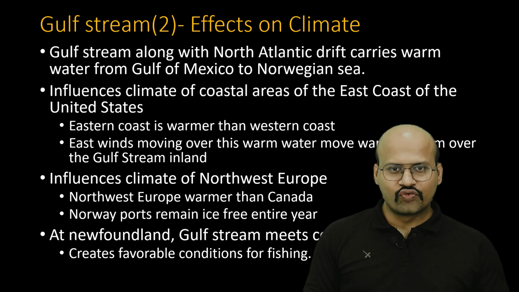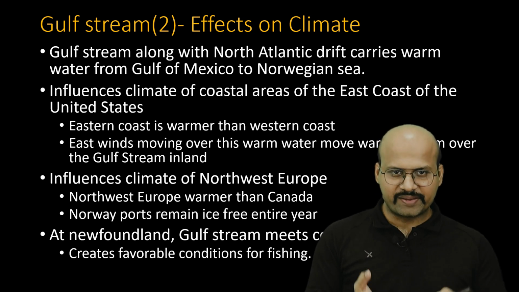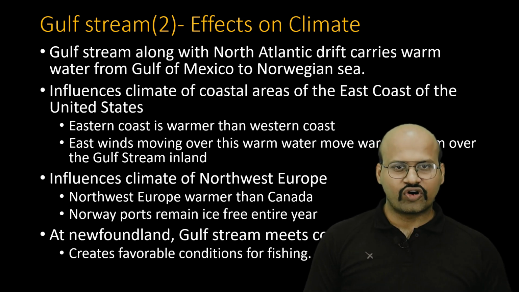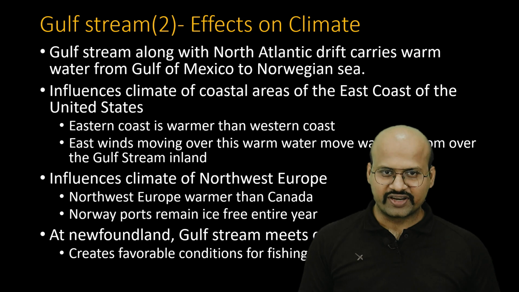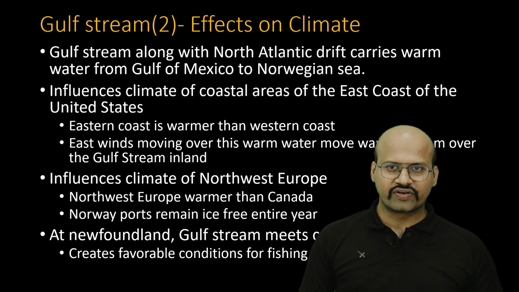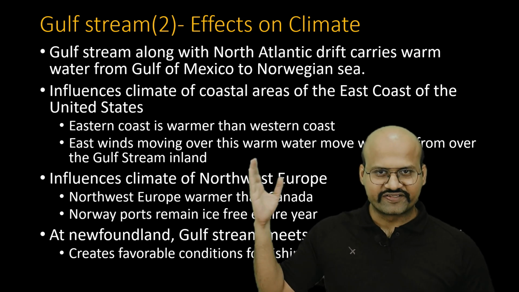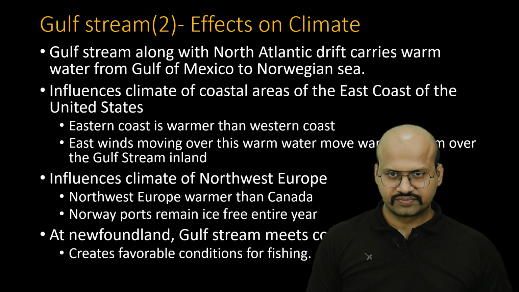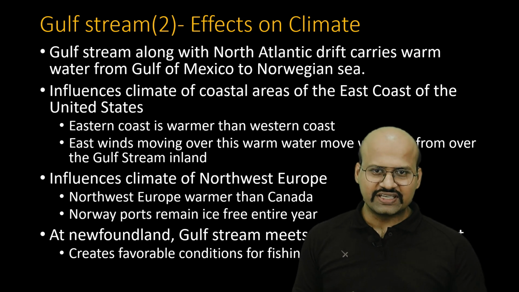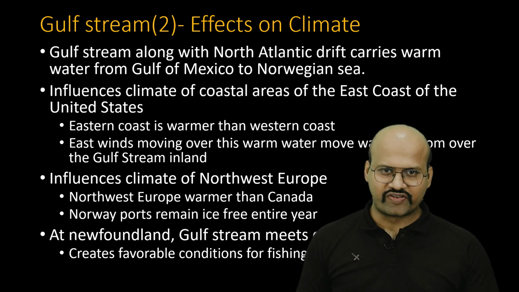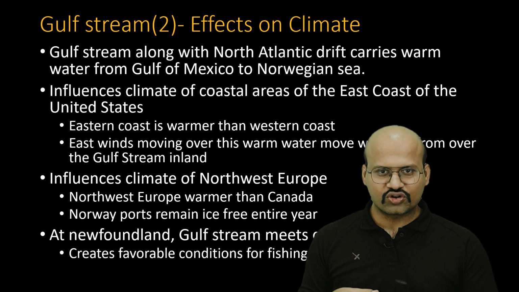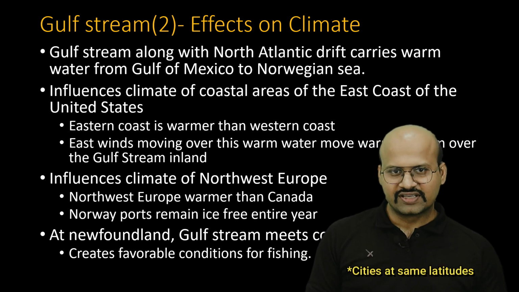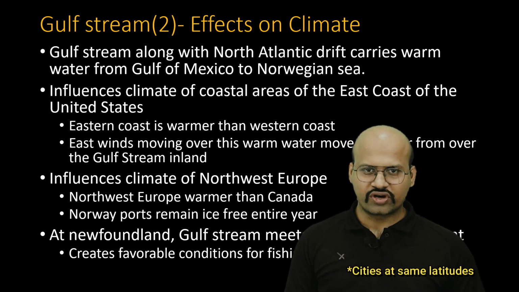And it provides warmth there, that is, it increases the temperature of England and Western Europe, and we also see that the Norway ports remain ice free throughout the year because of the warm waters brought by the Gulf Stream and then further carried by the North Atlantic Drift. They also increase the temperature of the eastern coast of America. We see that the eastern coast of America will have higher temperatures compared to the same cities on the western coast of America.